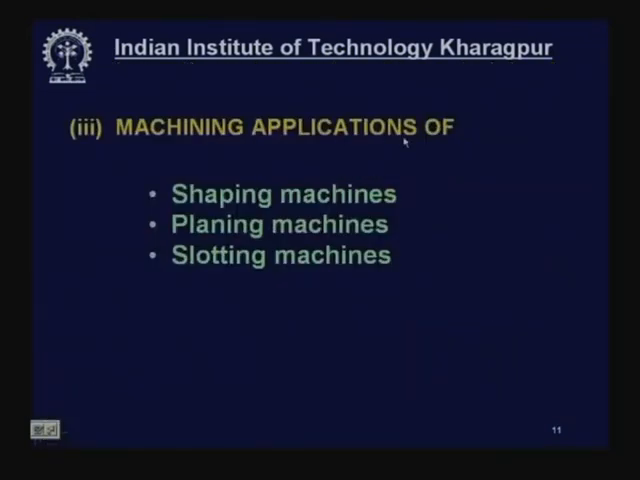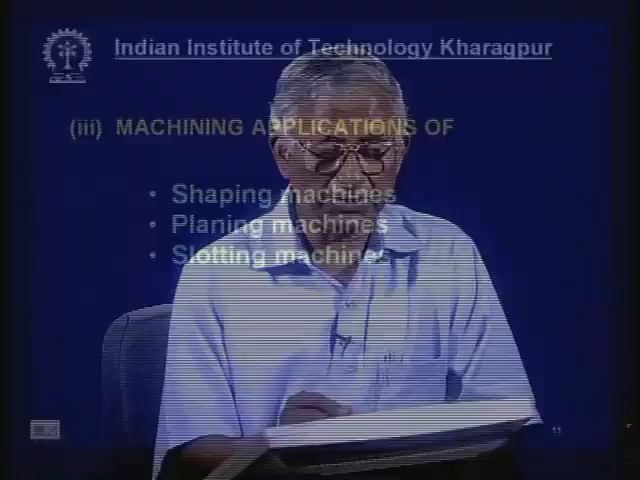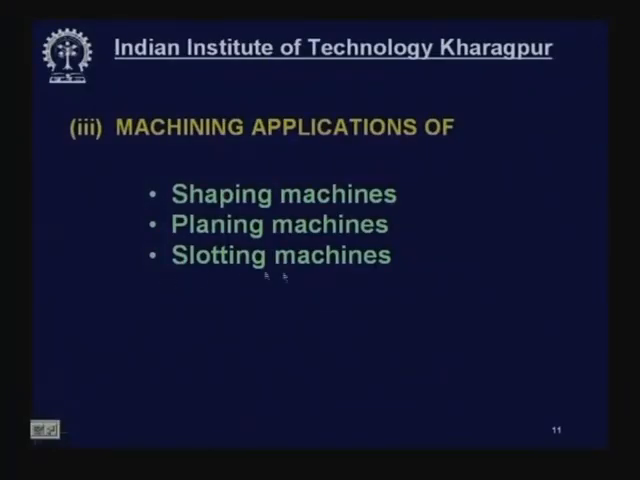Now, the machining applications. This is the most salient part for the manufacturing process, because we have to produce jobs. So, machining applications of these 3 machine tools of reciprocating type. I already told you that these are reciprocating type, used mostly for making flat surfaces and some other features bounded by flat surfaces. Now, what are the applications of shaping machine, planing machine and slotting machine, which will be very similar.